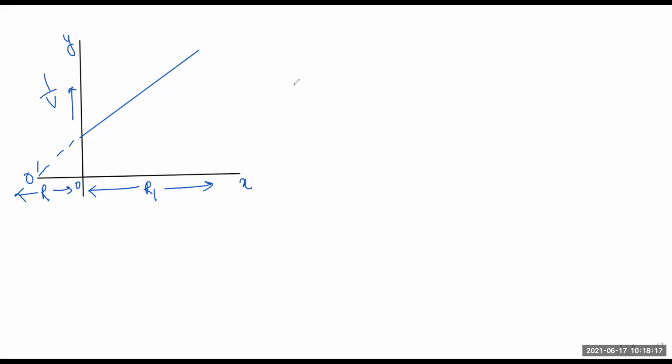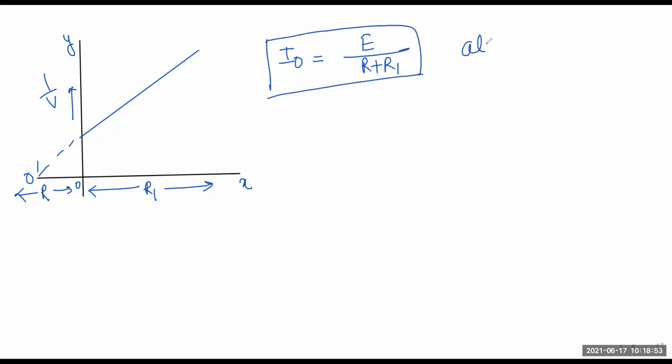First of all, you will see the equation we are writing is for resonance. Here we need to know what E is. E is the induced EMF in the resonance circuit. Let me first tell you the formula: I0 equals E by R plus R1. This is my formula which I can write at resonance. Now the question comes, what is each parameter known as?